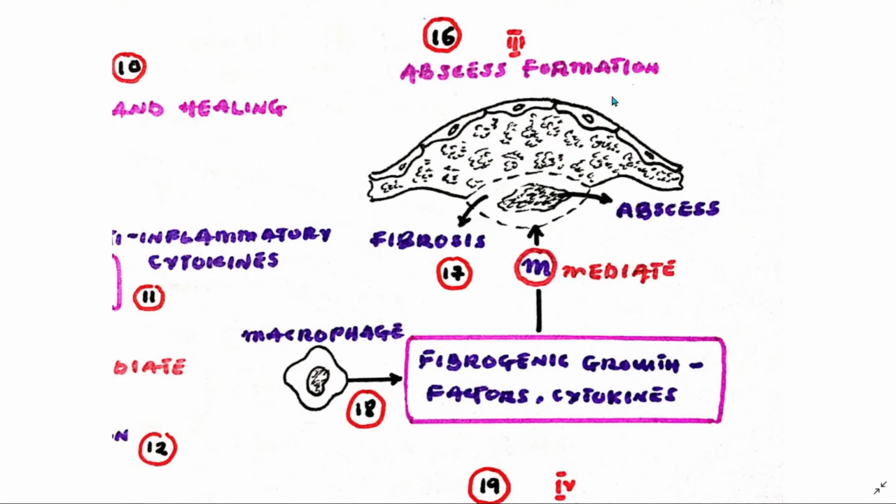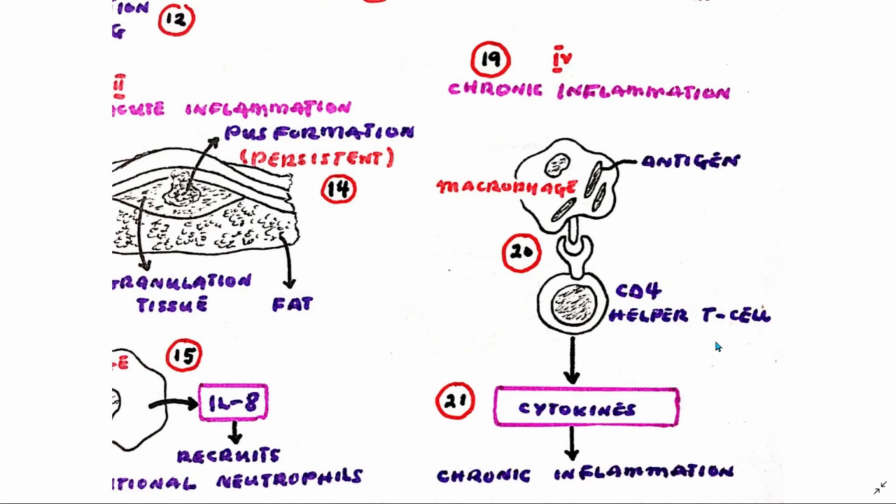The third possibility is abscess formation. In this case, the site of acute inflammation is surrounded by fibrosis. Macrophages mediate the fibrosis via fibrogenic growth factors and cytokines. And the final possibility is chronic inflammation, where the macrophages present antigen to activate CD4 helper T cells, which secrete cytokines to promote chronic inflammation.